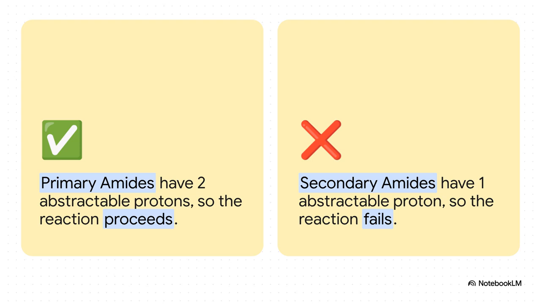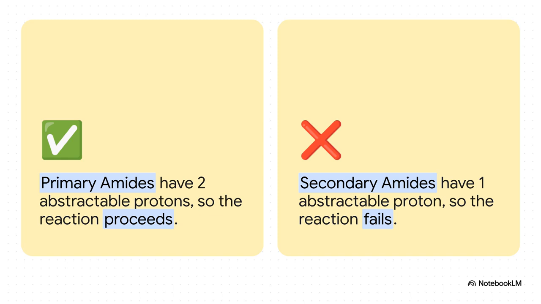Well, because this mechanism specifically demands 2 deprotonation steps, one before the bromination and one after, your starting material absolutely must have 2 hydrogen atoms attached to the nitrogen. Primary amides have exactly 2 protons, so the reaction proceeds perfectly.